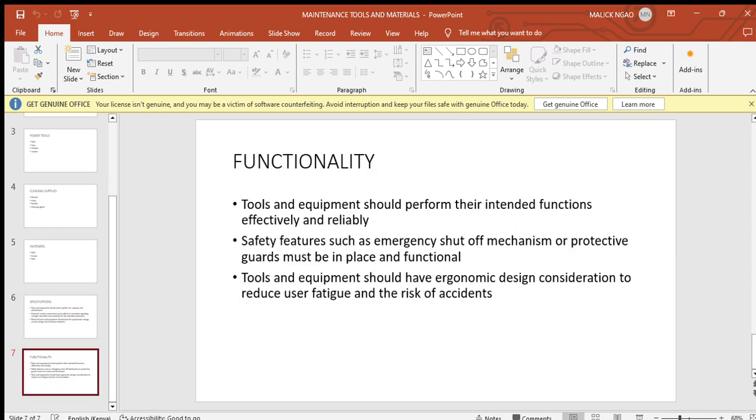Also, we have the functionality of these tools and materials. Functionality number one, tools and equipment will perform their intended function effectively and reliably. Safety features such as emergency shut-off mechanisms or protective guards must be in place and functional. Tools and equipment should have ergonomic design considerations to reduce user fatigue and the risk of accidents.